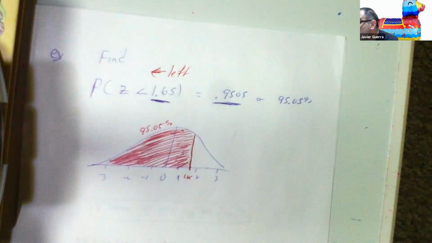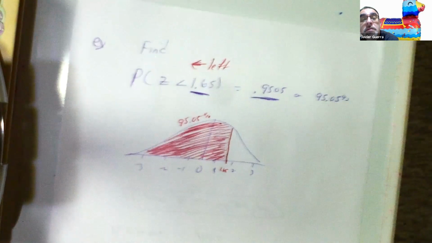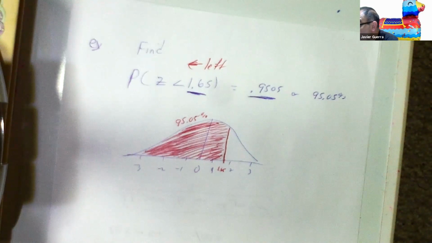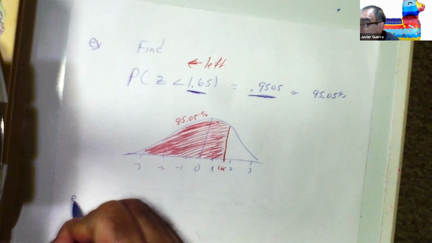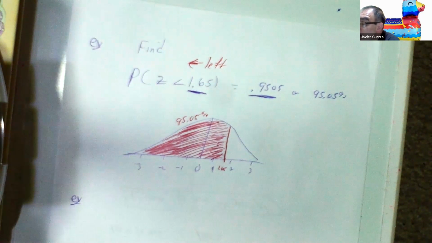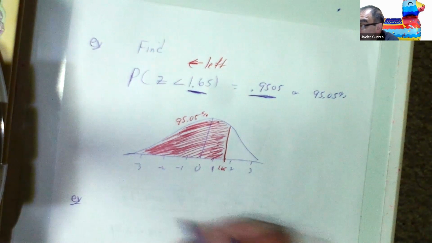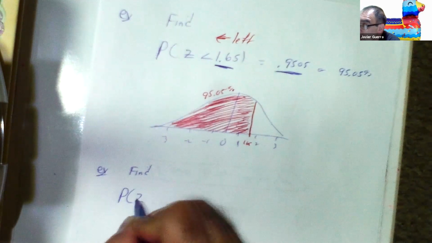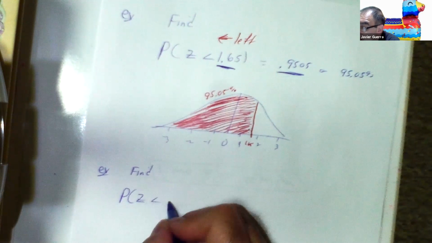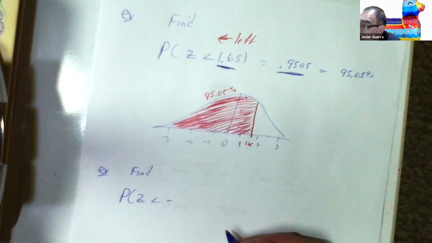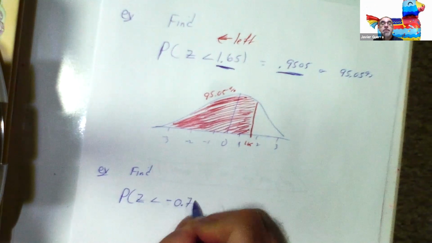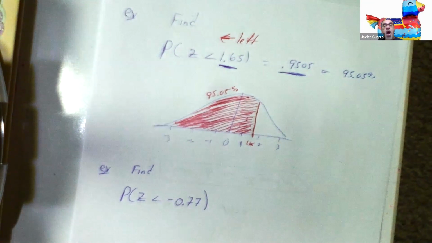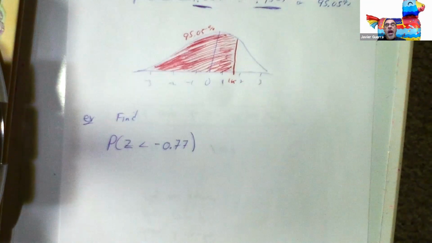Okay. Questions? Pretty straightforward, right? It's nothing fancy. All right, let's do another one. Let's find the probability of z is less than negative 0.77. There we go. 0.77. Okay.